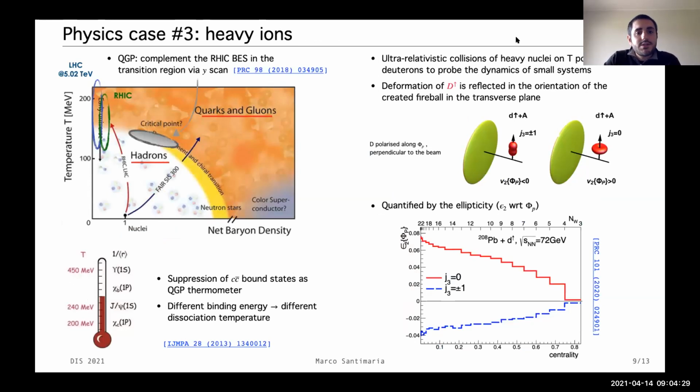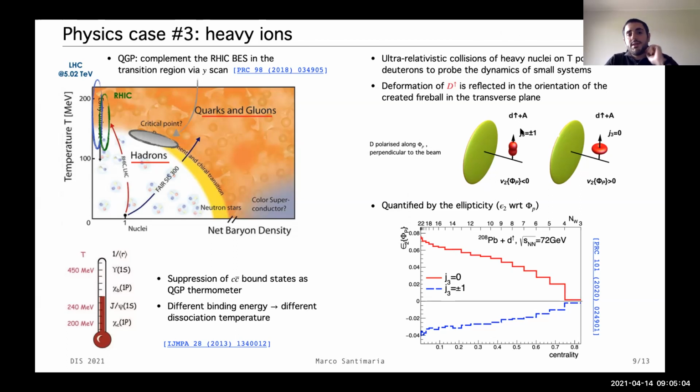So the last physics case concerns heavy ions. In this case, on the quark-gluon plasma, we will complement the RHIC beam energy scan in the transition region by doing a rapidity scan. This is the transition region between bound hadrons and free quarks and gluons. We can also construct a thermometer by observing the sequential suppression of c-cbar bound states, as shown here in this picture, since these resonances have different binding energies and thus different dissociation temperatures.